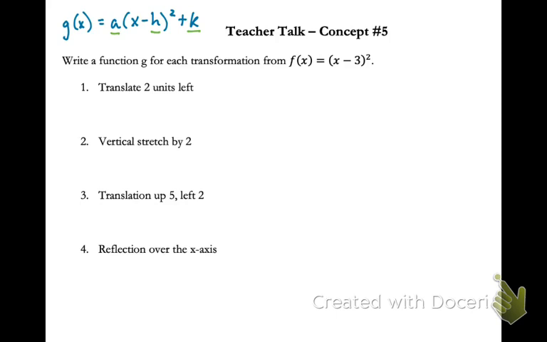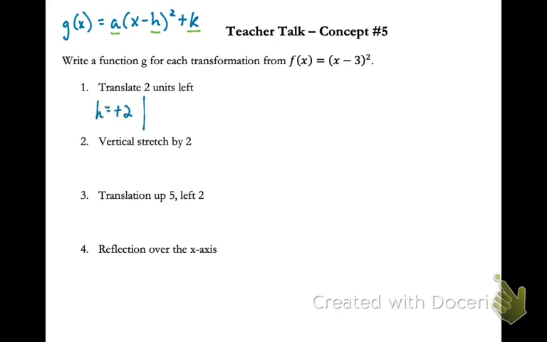So in these first problems, we're going to write a function g for each transformation from f of x equals x minus 3 squared. So you can see that f of x function, it's a quadratic and it has already been transformed. It has been shifted 3 to the right. So we're going to start with this equation, and number 1, we're going to translate it 2 units to the left. So that means that we're going to focus on an h value and we're going to add 2.